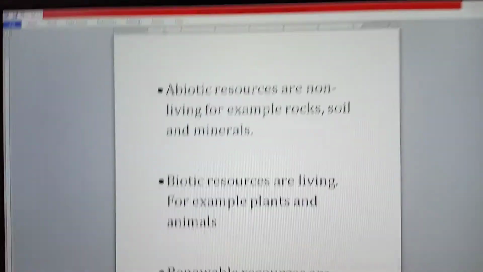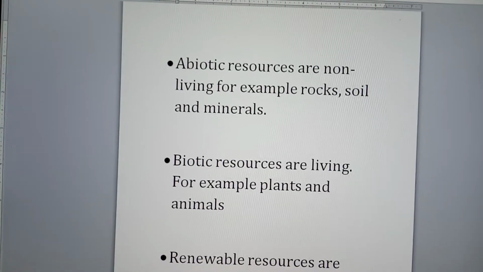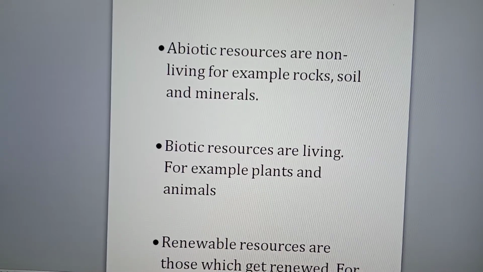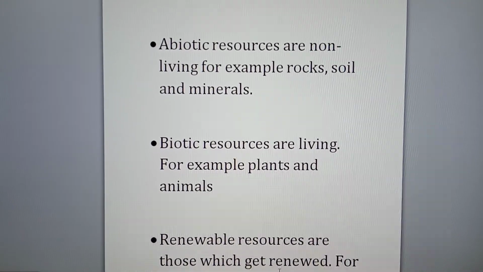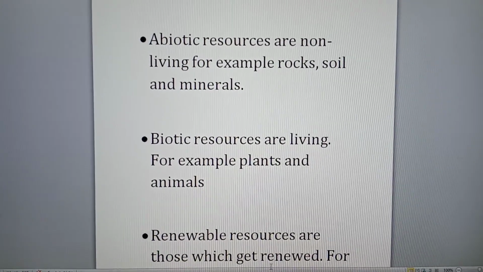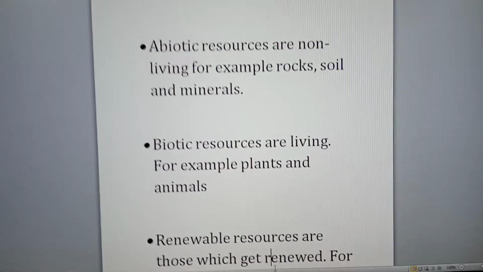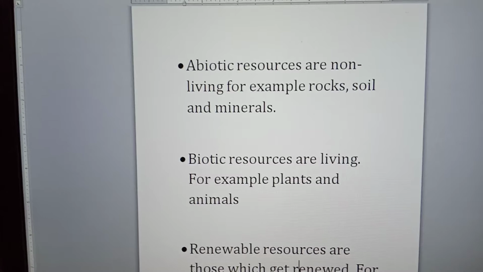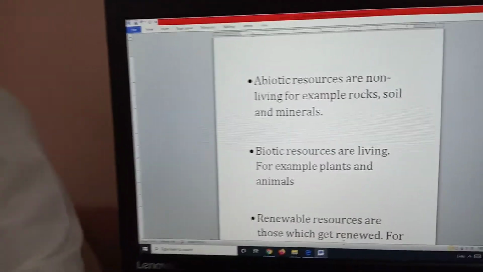So please write down this important point. What is abiotic and what is biotic? Abiotic resources are non-living, for example, rocks, soil and minerals. Biotic resources are living, for example, plants and animals. So, is it clear, students? Now, on the basis of renewability, resources are further classified or categorized into renewable and non-renewable.